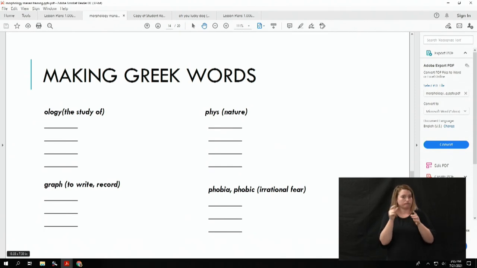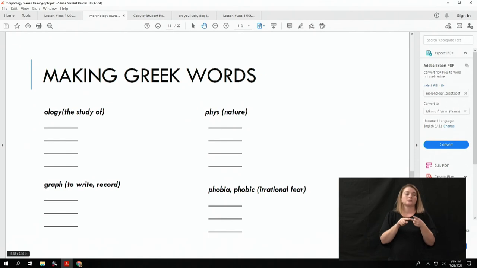And then we have graph, which means to write or record. I tell the kids, like a photograph. I mean, like a phonograph. And they went, what's that? And so give me a word that has graph in it. Autograph. Paragraph. Telegraph, back in the old days. So we have PHYS, meaning nature. Any words? Physical. Physiology.